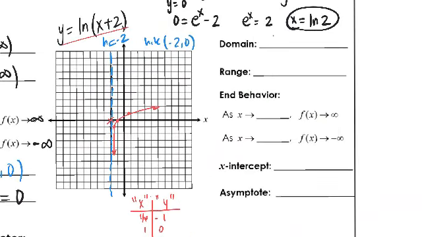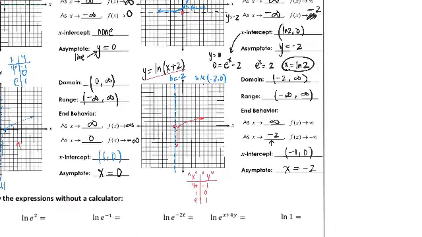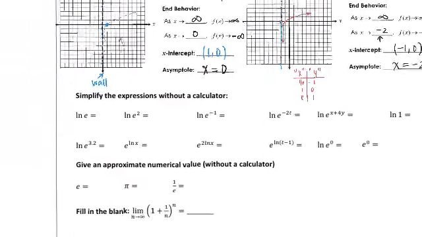Domain would be, now here, this becomes negative 2 to infinity, the range negative infinity to infinity, and behavior as x goes to infinity, y goes to infinity. And for the vertical asymptote, as x goes to negative 2, y goes to negative infinity. X-intercept, you can see it here on the graph. It's equal to (-1, 0). And the asymptote is a vertical asymptote at x is equal to negative 2. So that's graphing of e to the x and ln x.